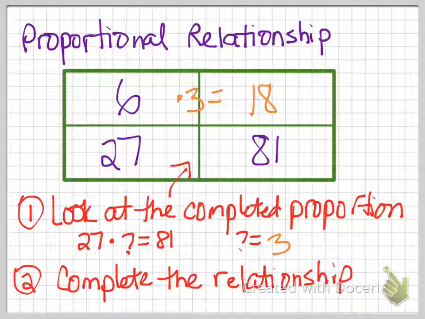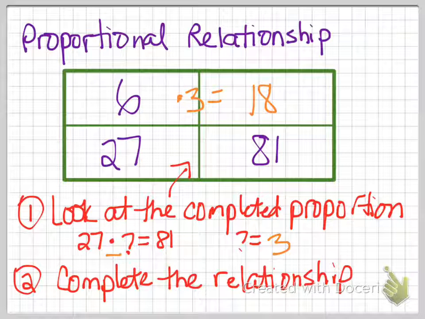There's the same question using a proportional relationship. You have to ask yourself, what times 27 gives me 81? I could divide 81 by 27 and get 3, and then I apply that to the number up top, which would be 6 times 3, which equals 18.